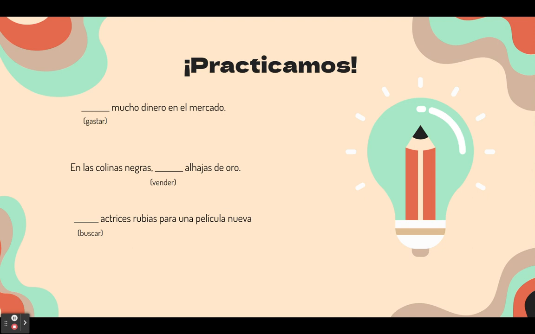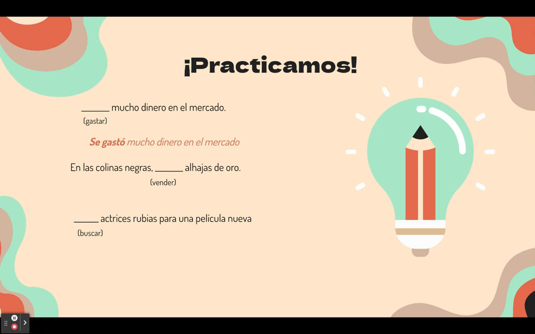All right, let's check these. So this one, that first one, the verb is to spend, gastar. So in this context, we would use "se gastó mucho dinero en el mercado." Again, we're not referring to a specific person. We're just talking about someone who may have spent it, but the main focus is that a lot of money was spent at the market today.